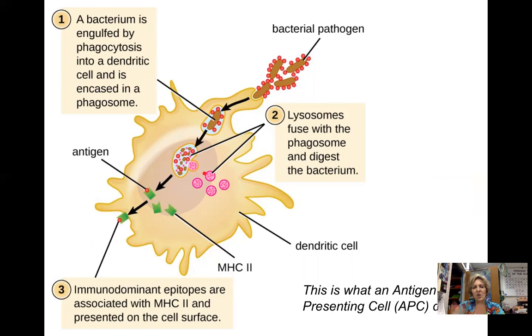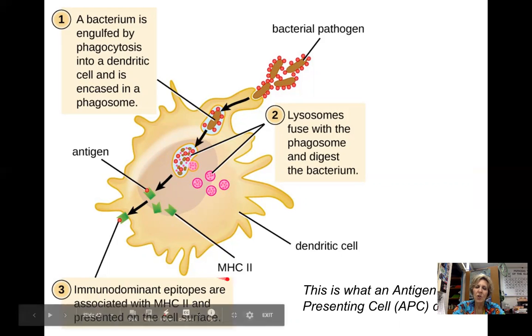phagosomes, which is what they call an engulfed particle, get fused with a lysosome, and the digestive particles break that little guy into pieces. But some of the pieces of the original pathogen get saved, and they get put on a protein called an MHC2. Major histocompatibility is what that stands for.